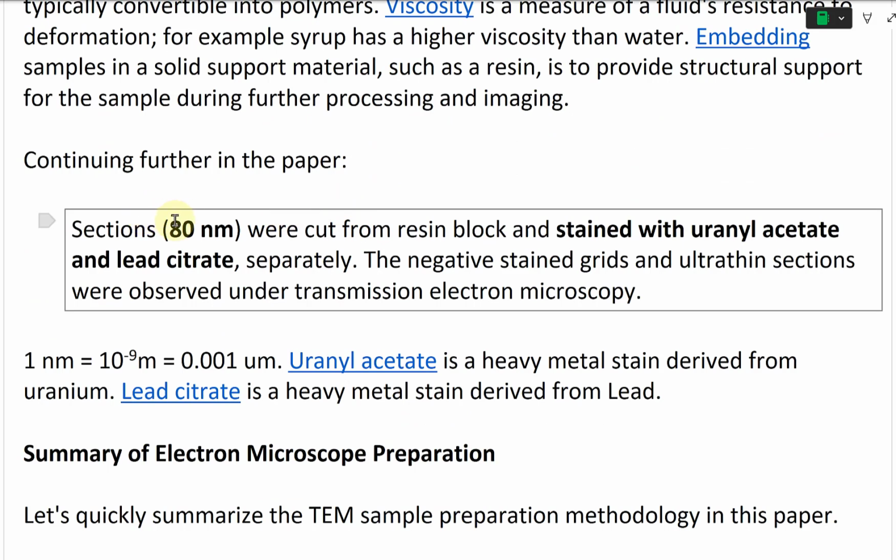All right, very interesting. So continuing further in the paper, sections 80 nanometers in thickness were cut from the resin block and stained with uranyl acetate and lead citrate separately. The negative stain grids and ultrathin sections were observed under transmission electron microscopy. And note that 1 nanometer equals 10 to the negative 9 meters, or 0.001 micrometers. Yeah, so basically ultra thin. Uranyl acetate is a heavy metal stain derived from uranium, and lead citrate is a heavy metal stain derived from lead.